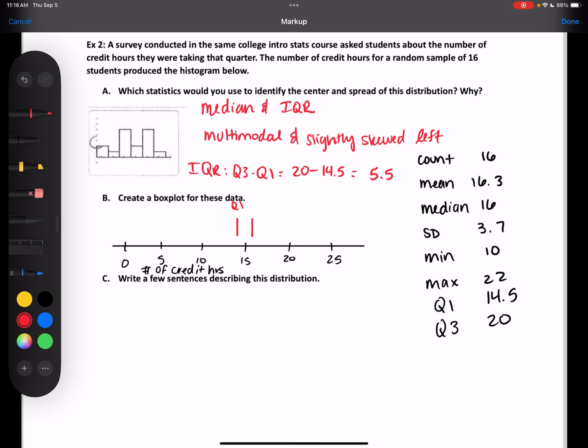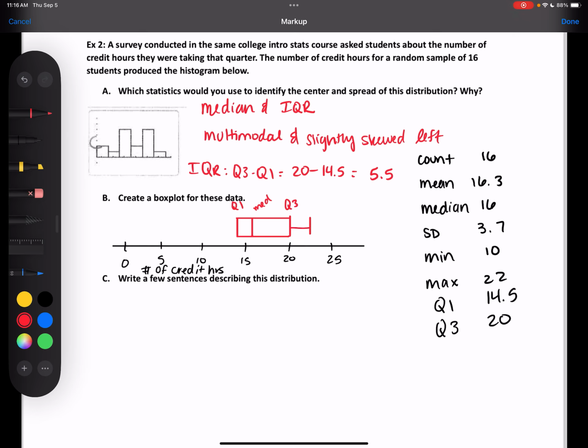Q3 is at 20. And then that will create our box for us for the middle part. So here's Q3, median, just for reference. Now the max that I'm given is 22, so I'm going to draw that in. And that's my whisker on that side.